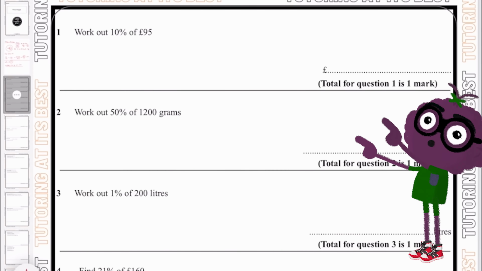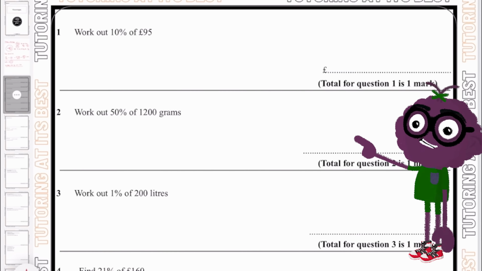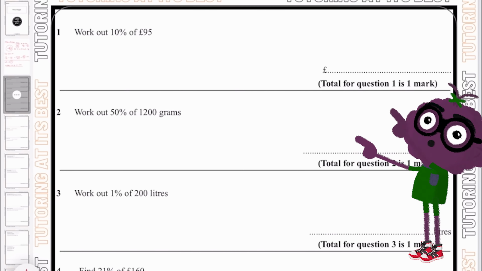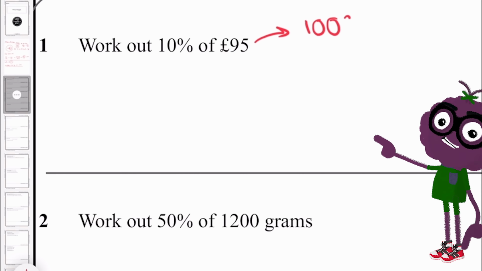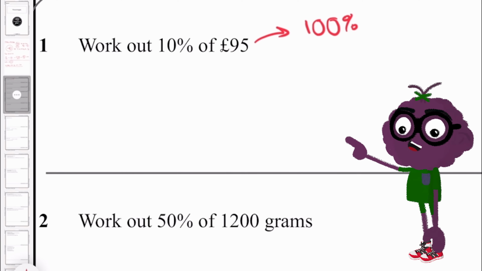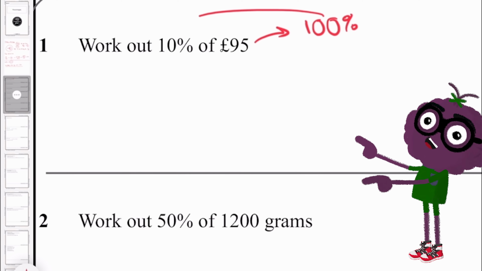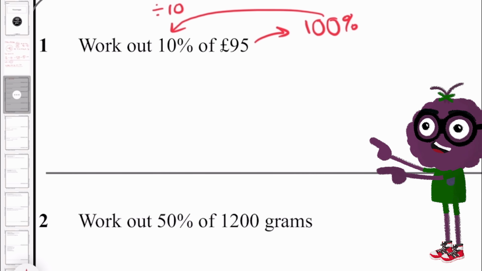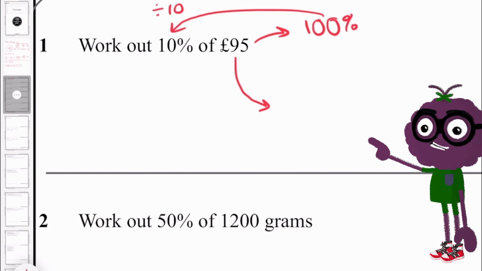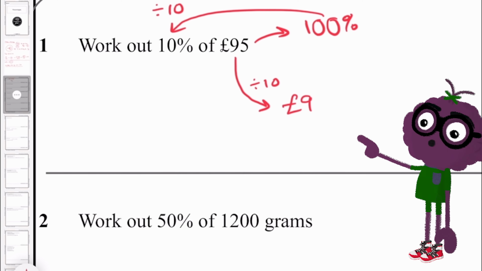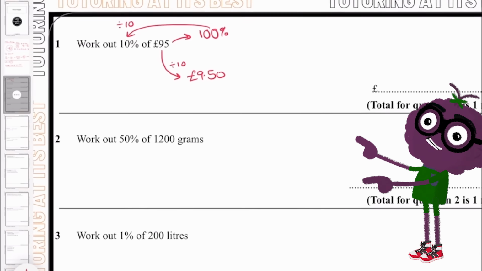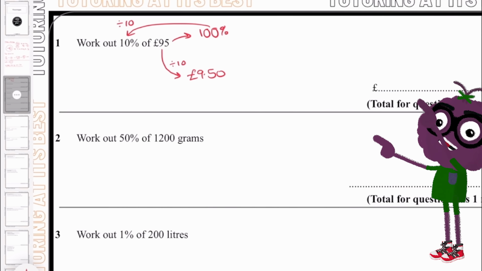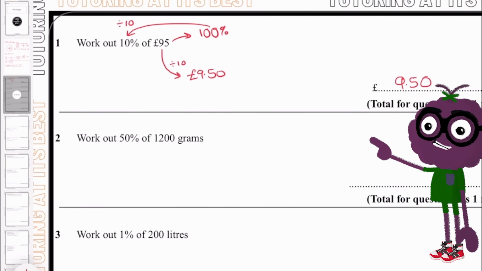Brilliant. Question number 1. Work out 10% of £95. As we mentioned in the introduction, that £95 is seen as 100%. So what we need to do is find out how do we get from 100% to 10%. And that we can say is by dividing it by 10. So likewise, we have 95, and if we divide it by 10, we get £9.50. So our multiplier is 10. Hence, we now know that 10% of £95 is £9.50.